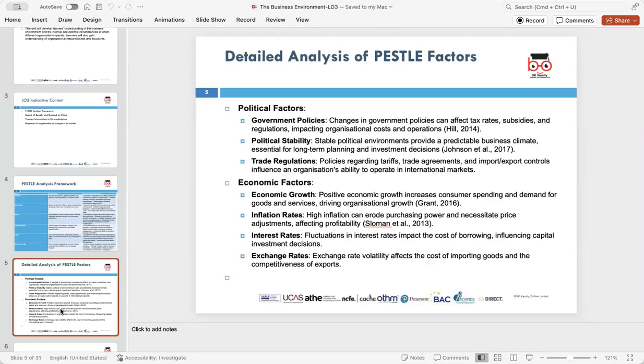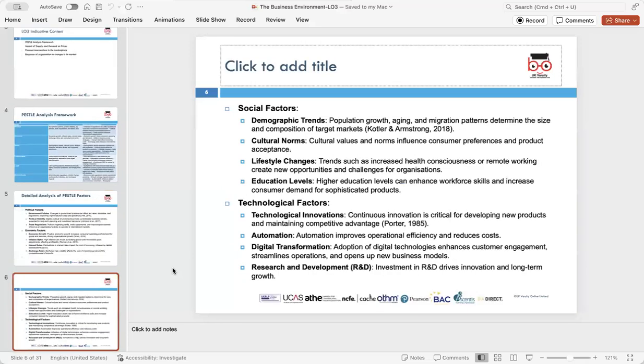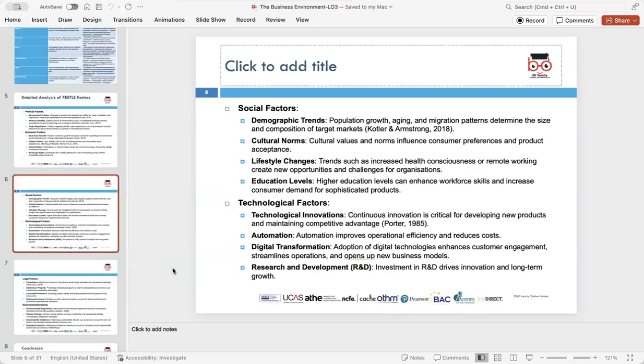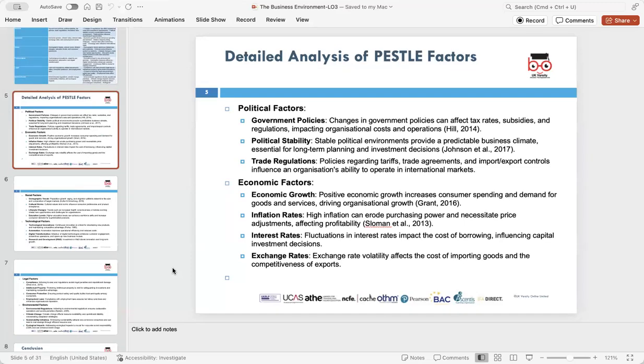Detailed analysis of PESTLE factors. Basically, a detailed exploration of political and economic factors in PESTLE analysis. Political factors: government policies, political stability, and trade regulations.